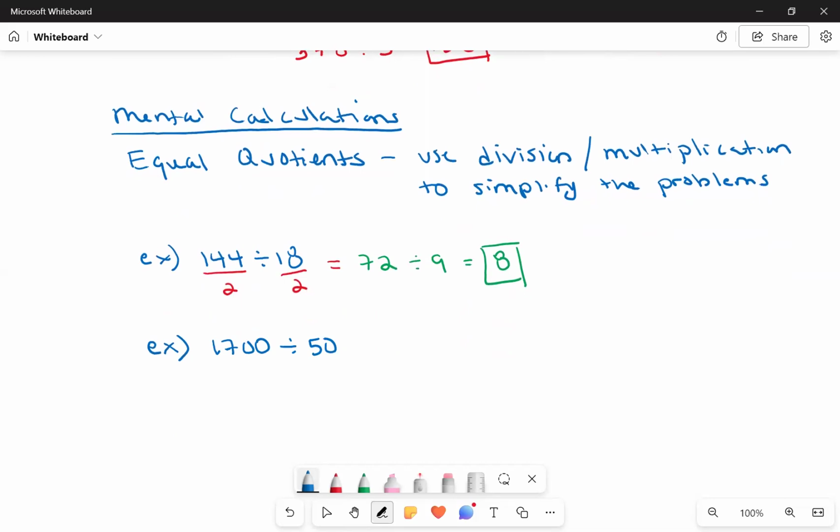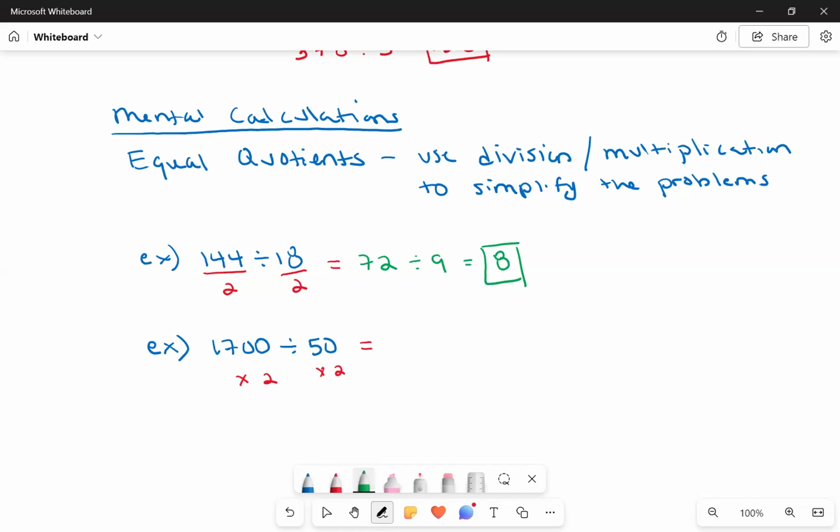But that gives me a 25, and I'm not very good with dividing by 25. I could divide both of them by 10, but then I have a 170 and a 5, and that just doesn't seem all that much easier to me either. So I'm going to try the other thing that they mentioned. We could multiply, and multiplying 50 by 2 is like my favorite idea because that's going to give me 100. And 100 is much easier to work with.